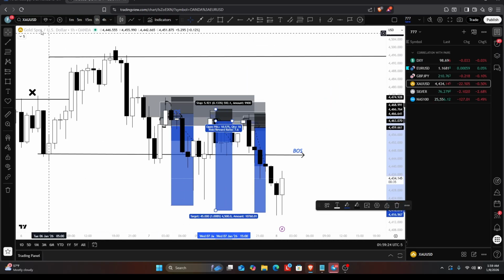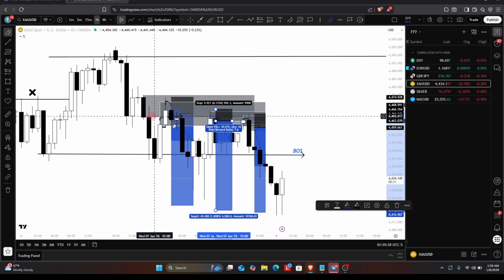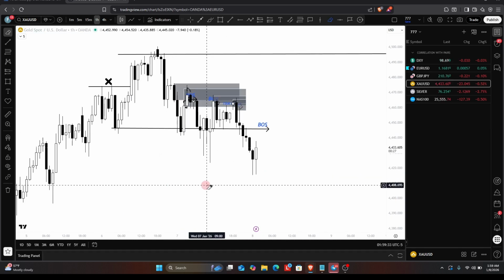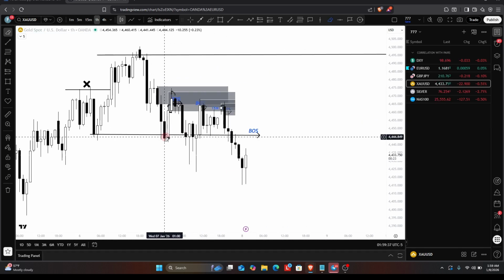we are going to be looking for a new demonstration, and let's erase all this. So we do have the break of structure. We did create a new low, lower high, or low. So on the 1 hour, we are within this range.